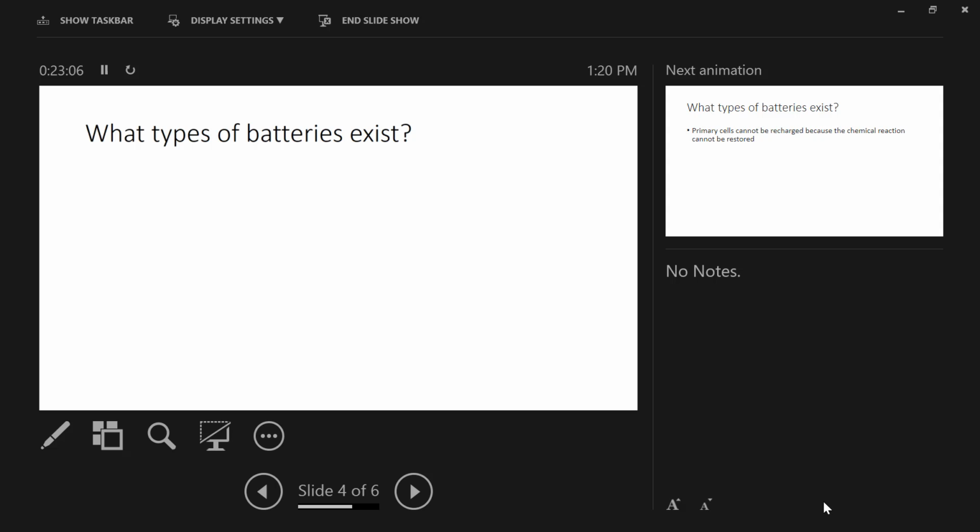What types of batteries exist? We can basically put batteries into one of 2 categories, and we do it based on whether or not they can be recharged. So the first type of battery is called a primary cell. These cannot be recharged because the chemical reaction, the anode giving up electrons, the cathode accepting those electrons, is irreversible. You cannot restore that reaction to its original state. It is irreversible. Once it's gone, it's gone.